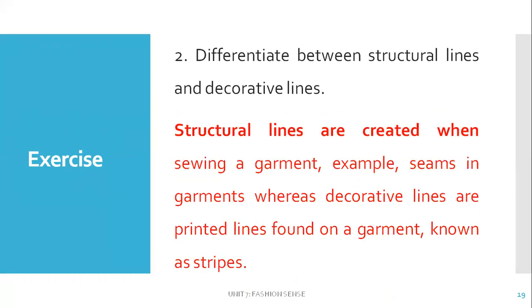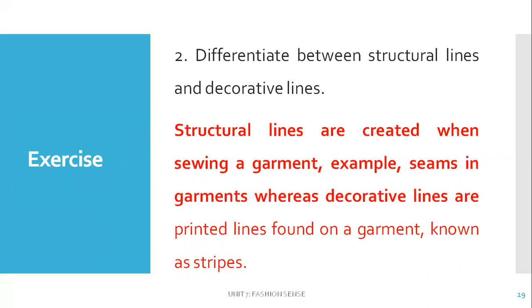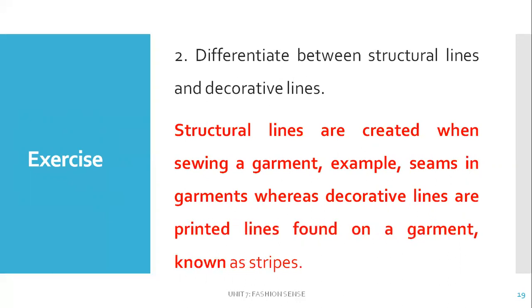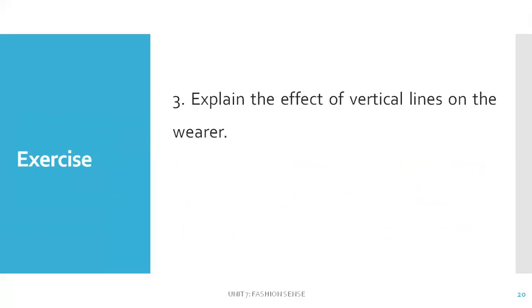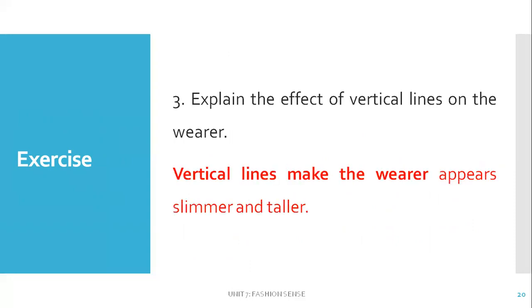Structural lines are created when sewing a garment, for example, seams in garments, whereas decorative lines are printed lines found on a garment, known as stripes. Number 3. Explain the effect of vertical lines on the wearer. Vertical lines make the wearer appear slimmer and taller.